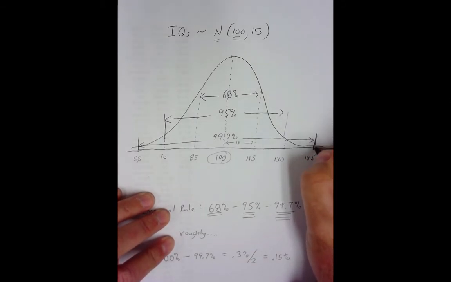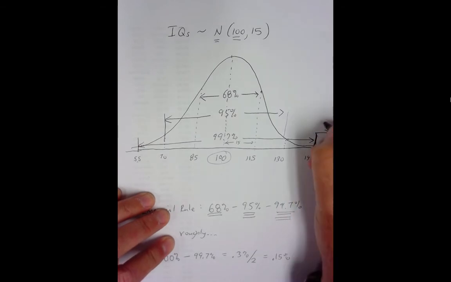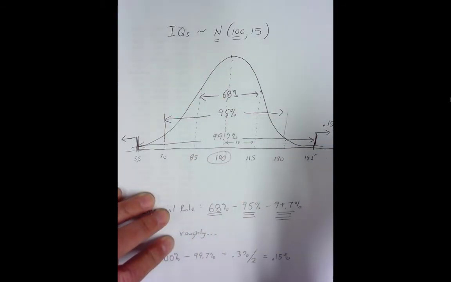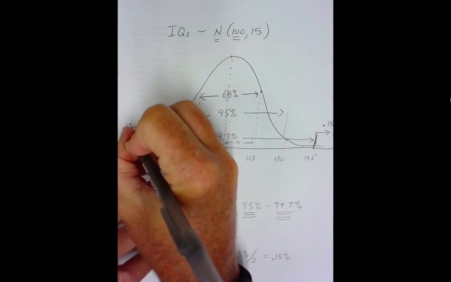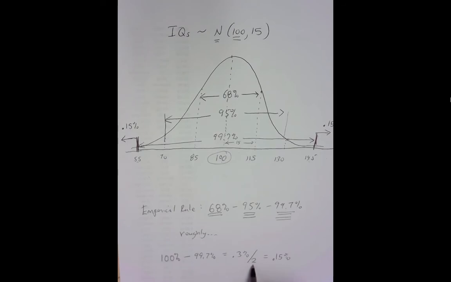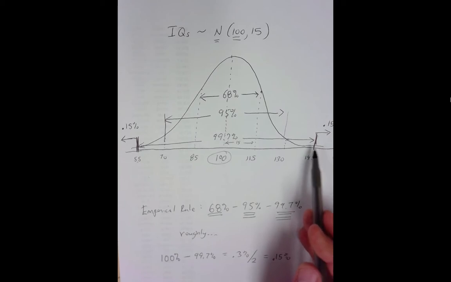So from here up, starting at 145 up, or 3 standard deviations above the mean and up, I know that I have 0.15%. And from 55 down, I also have 0.15%. So I have this 0.3% divided by 2 that's missing from this 99.7% here.